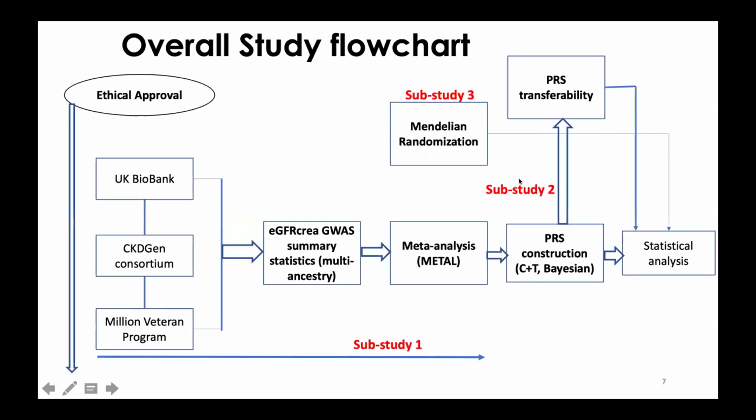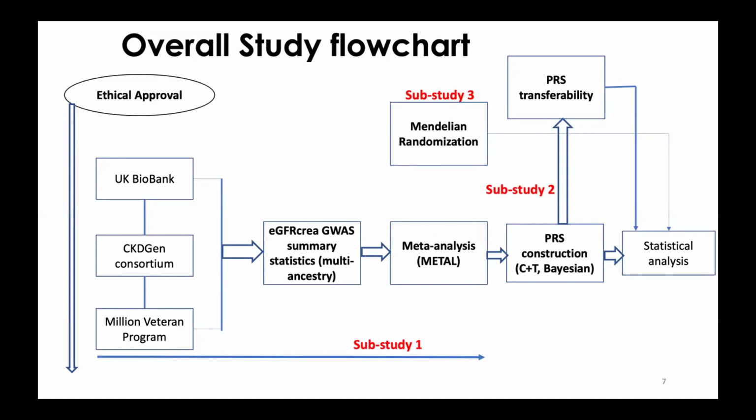So overall, this is how this work moved. One, we identified the cohorts. Some of them we had to apply for the data, like MVP. And what we got from there were actually summary statistics, and we merged these summary statistics. Summary statistics come after you've done a GWAS, and it's just a small text file. Then we put them together using METAL, so we performed the meta-analysis.